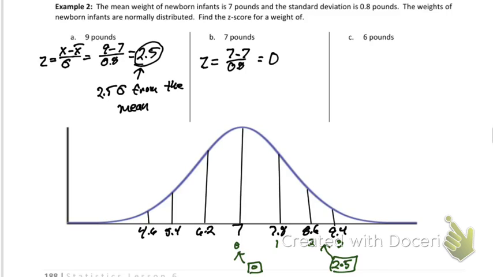Let's check out 6. For 6, our z-score would be 6 minus the mean divided by 0.8. If I did 6 minus 7, divided by 0.8, I'm going to end up with negative 1.25 standard deviations. So we're just going in the negative direction. This would be under the mean. That would be a z-score of negative 1, a z-score of negative 2, a z-score of negative 3. Remember, these are just standard deviations. So it's negative 1 standard deviation from the mean.